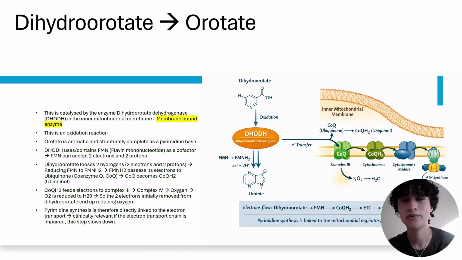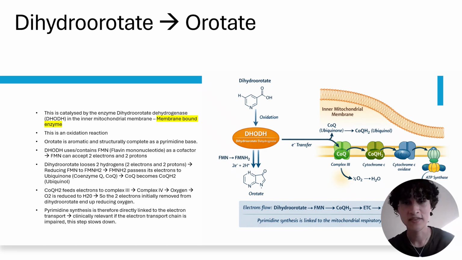So this is quite a unique mechanism. This is quite a unique part of pyrimidine synthesis, and it shows you how pyrimidine synthesis is actually directly linked to mitochondrial respiration, or cellular respiration, and indirectly contributes to ATP production. Now, dihydroorotate is oxidized into orotate, and orotate is a structurally complete pyrimidine base precursor, if you like.